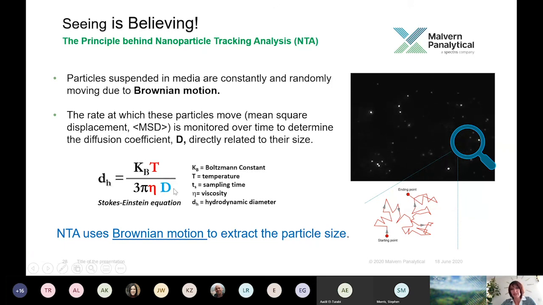Because our systems are usually used with aqueous solutions, this is quite well known and automatically applied in the software for water-based samples. Because we're not measuring the intensity of the light scatter, we're measuring the speed of those particles. We actually don't require the information about the refractive properties of your particles. So we don't need this as in DLS.